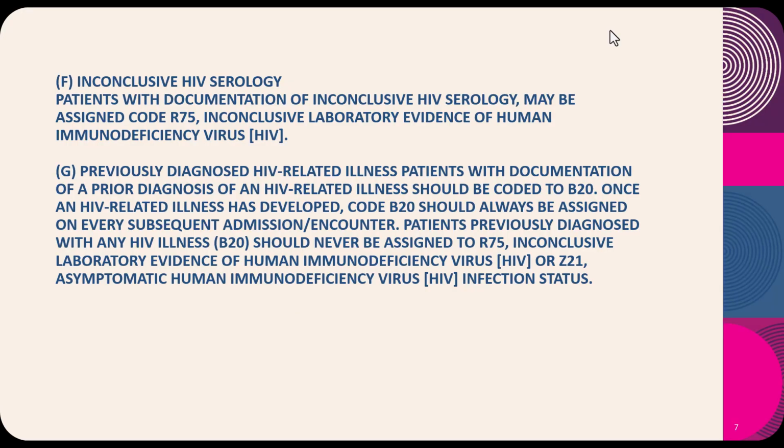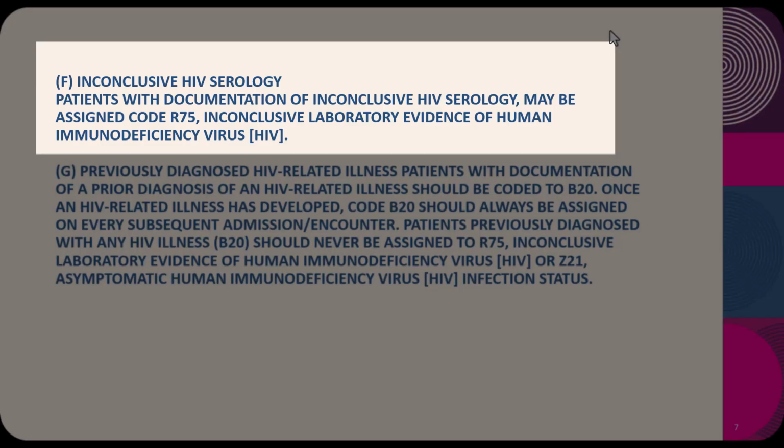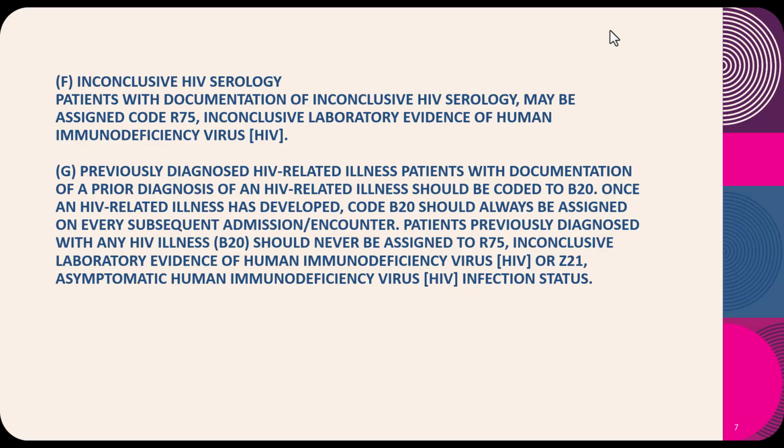Here is the next slide. It's still dealing with HIV. I won't flip back to the other guidelines. We'll just stay here. I'm sure you understand about it being rewritten for clarity. This first one here is if you wind up with an inconclusive test that you really can't tell if the person's HIV positive or negative, you should assign R75, inconclusive laboratory evidence of HIV.